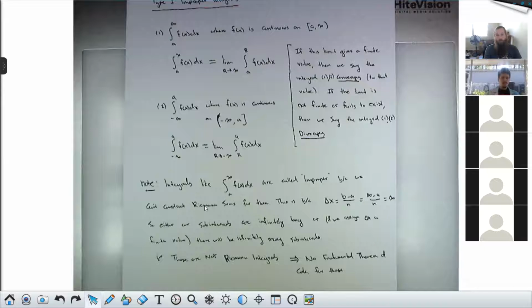Basically, the tools that we developed in Calc 1 and so far in Calc 2, they're not enough on their own to handle these integrals. But once we rewrite them like this, we can apply those tools. We can apply those tools to this part and then take our limit. There's one case that's not covered here, and that's what about an integral from like -infinity to +infinity? And the answer there is you split them up.